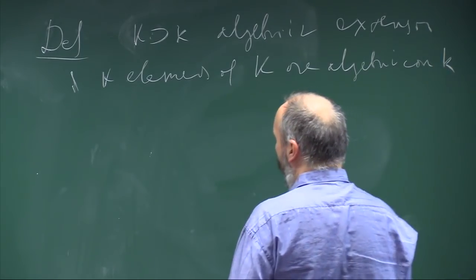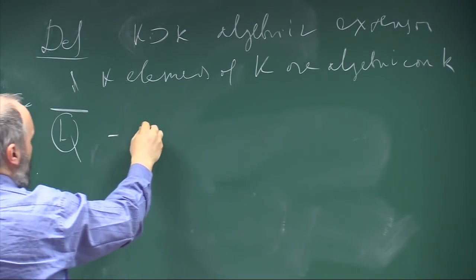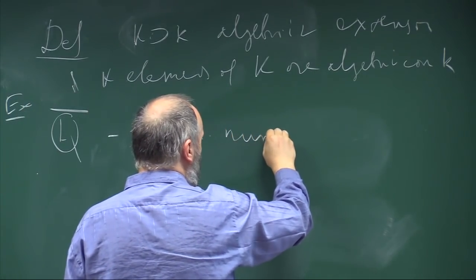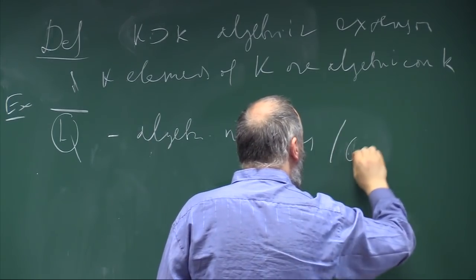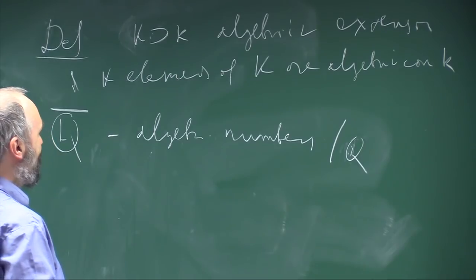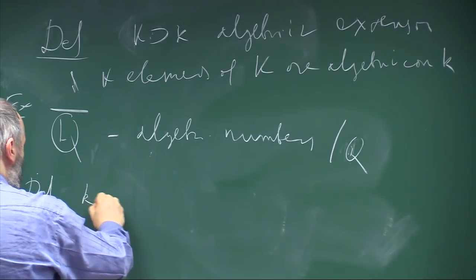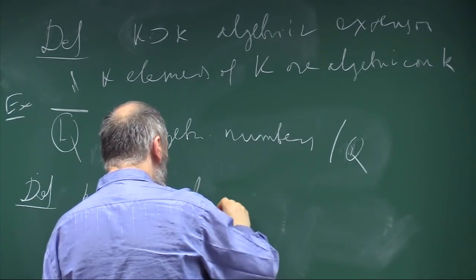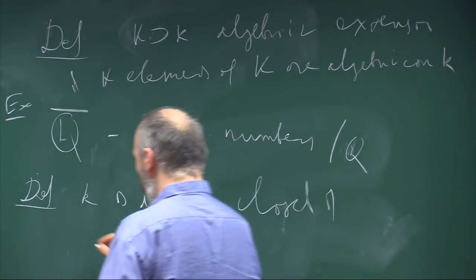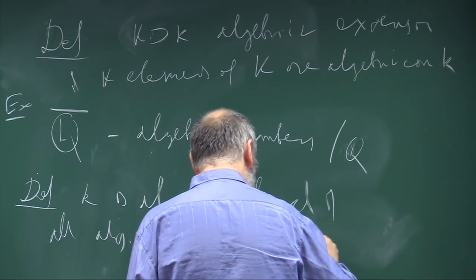The typical example is the field which is denoted Q bar, the field of algebraic numbers over Q. As we just discussed, this is a field because you can add things, but it's clearly infinite dimensional. So it's not a finite-dimensional extension, but it is an infinite-dimensional algebraic extension. Okay, and definition: K is algebraically closed if all algebraic extensions of K are trivial.